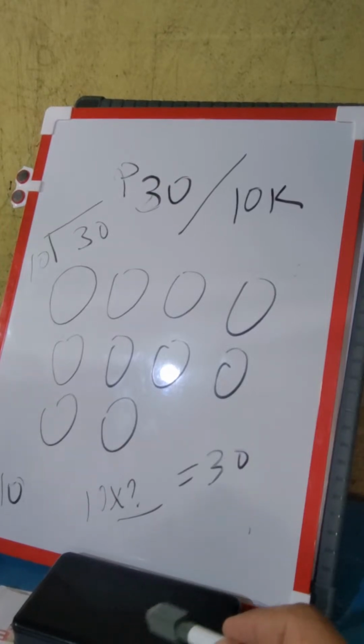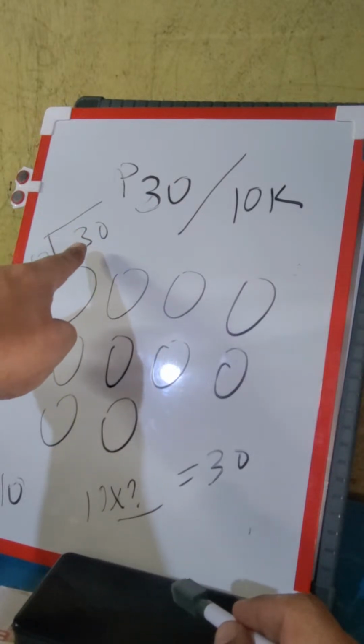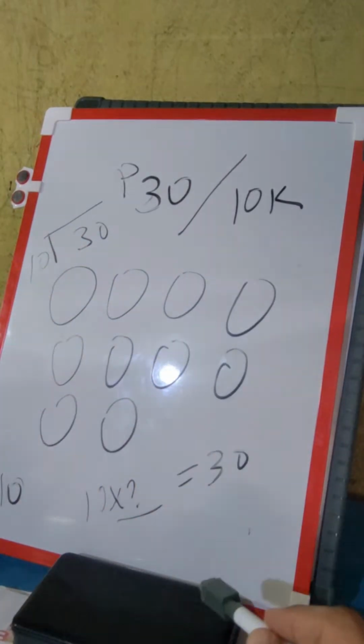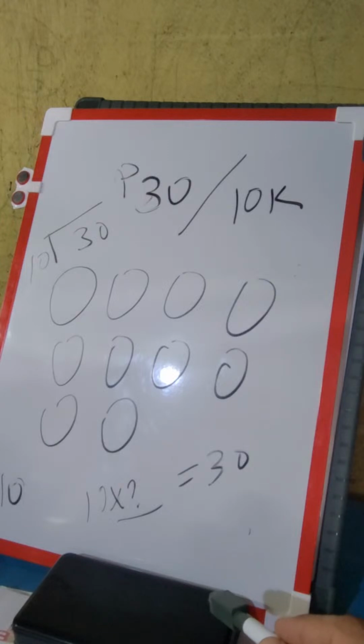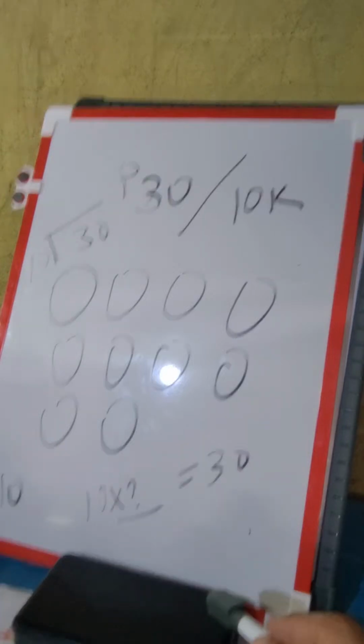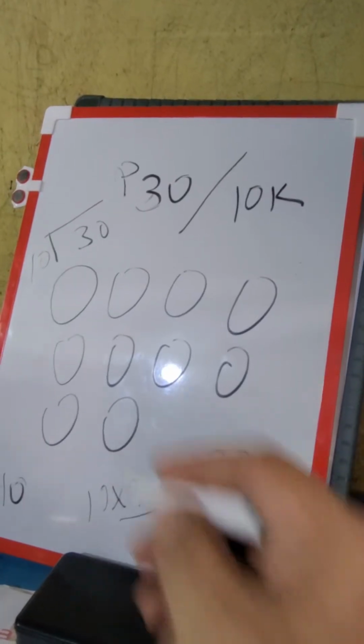No. There's 30 pesos and there's 10 people. 30 pesos and there's 10 kuyas. How much will you give each kuya? So you're gonna give 3. I'll give you the answer already. So you're gonna give 3 pesos.